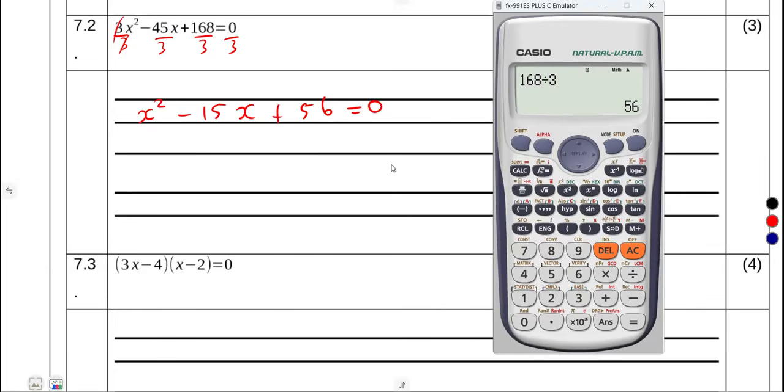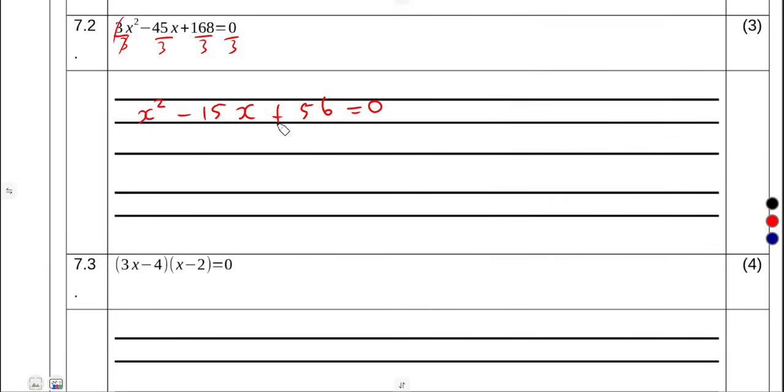All right, so considering this, you can actually factorize our quadratic expression if you consider that you're going to have 2 brackets equal to 0.